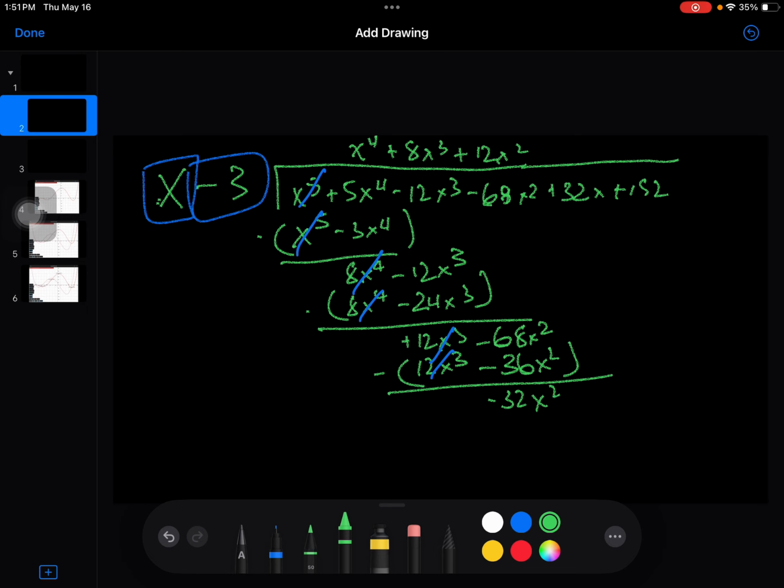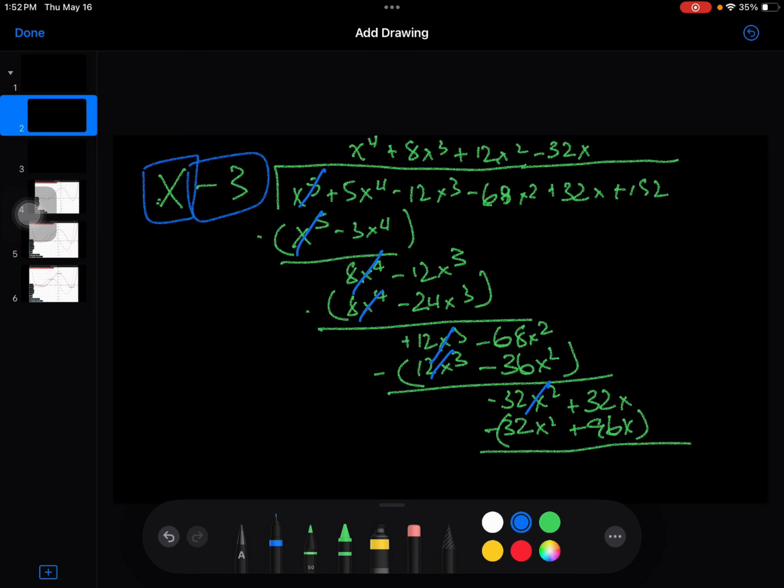It's getting convenient now because we're dropping down a plus 32x. And how many times does x go into negative 32x squared? Well, it goes in minus 32x times. Minus 32x times x is negative 32x squared. And then we're going to take minus 32 times negative 3, which is going to give us positive, how many? 96, plus 96x. Subtract that, just like regular old long division.